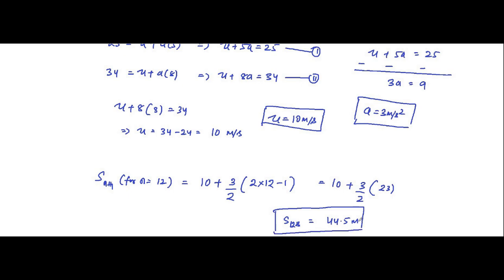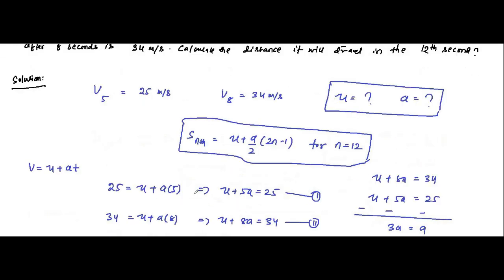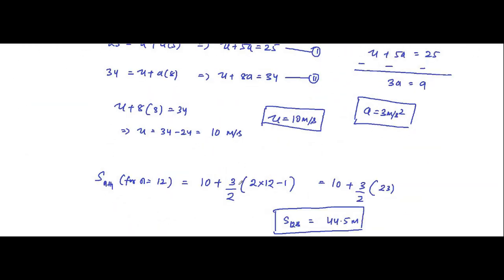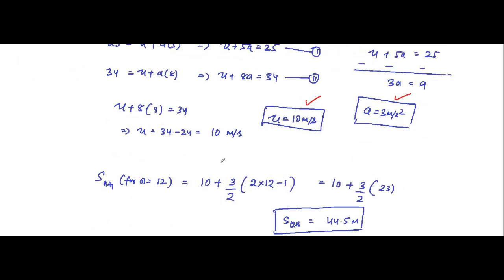So first we use this formula, v is equal to u plus at, the final velocity after a particular interval of time, to determine the parameters initial velocity and acceleration. Then using these two, we substituted the values in this equation for the displacement during the nth second. We determined s nth for the 12th second, which is equal to 44.5 meters. Basic application of equations of motion.